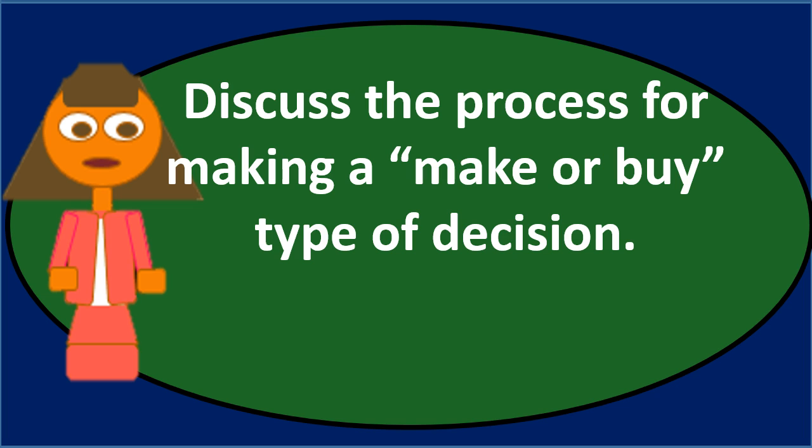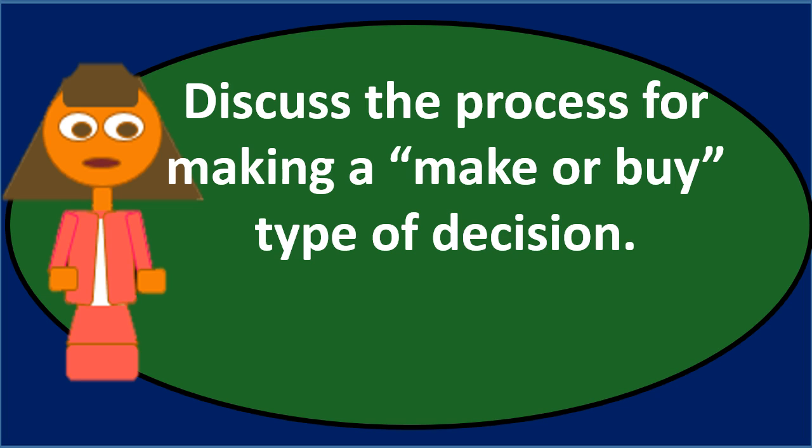Discuss the process for making a make or buy type of decision. So a make or buy type of decision is one short phrase we can use for a common managerial accounting type decision. That might be where we want to start off, saying, hey, this is a make or buy decision. This is a managerial type decision, typically something that we don't think of as much in the financial accounting side. Once we make the decision, of course, we will then record the transaction in terms of financial accounting.